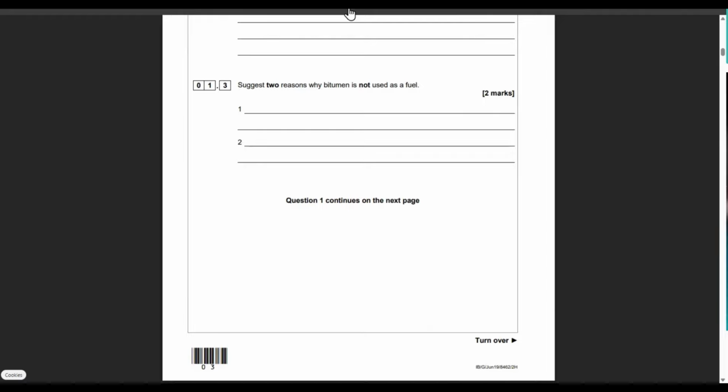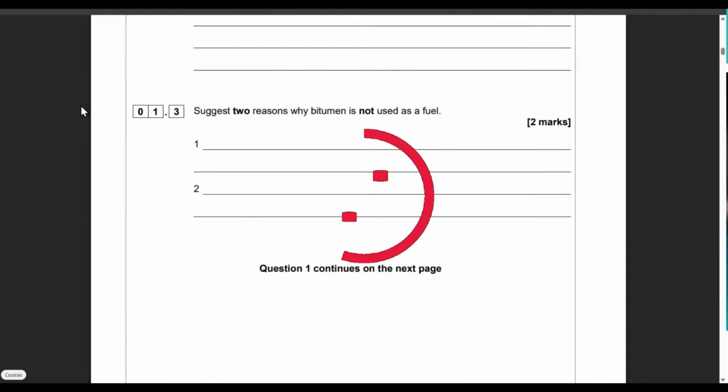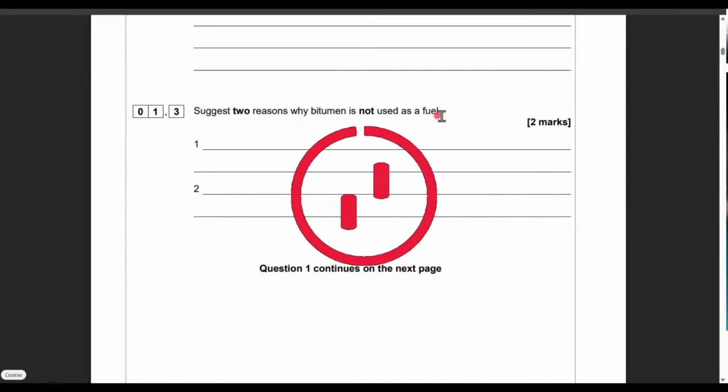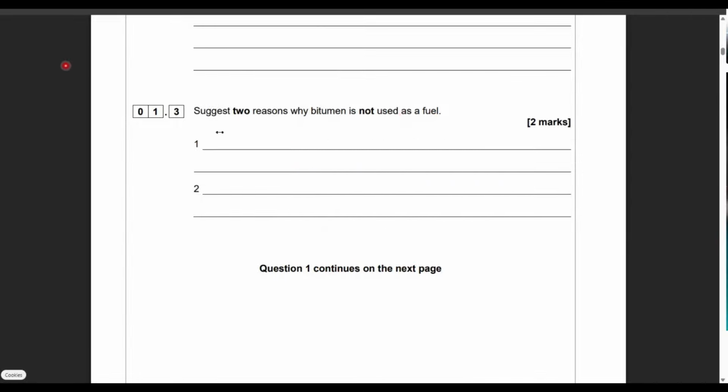1.3 suggests 2 reasons why bitumen's not used as a fuel. Pause the video, have a go. Okay, so what do you want from a good fuel? Think about petrol in your car. Think about the gas in your Bunsen burner when you're lighting it at school. What things should a fuel have?